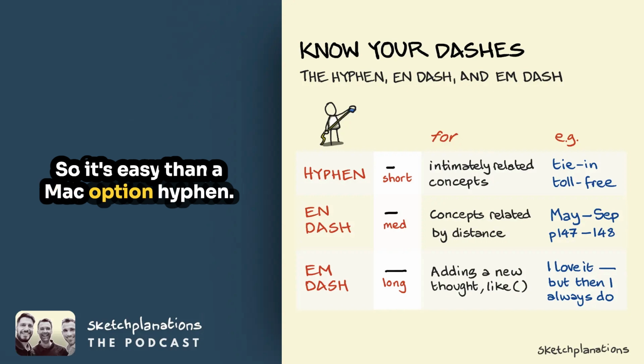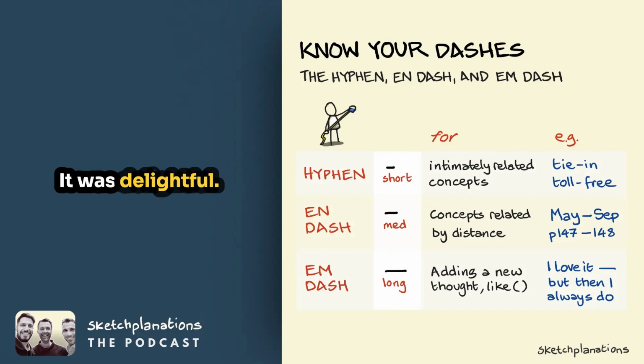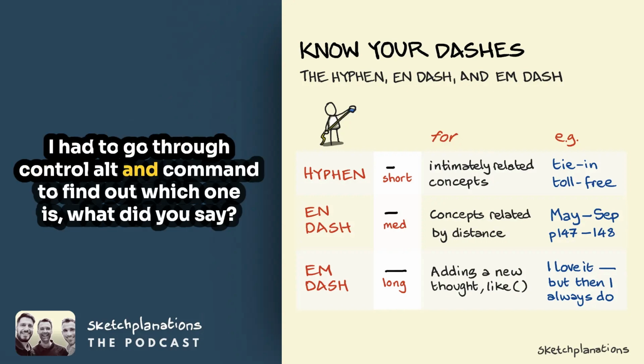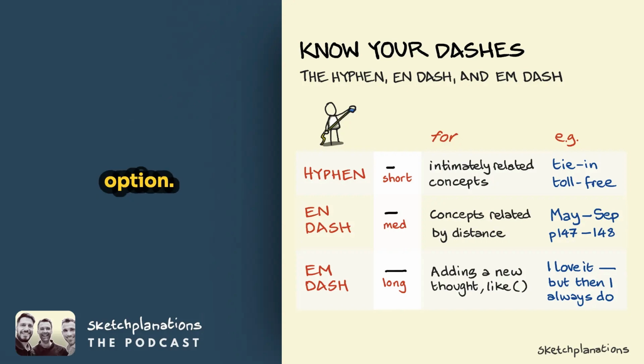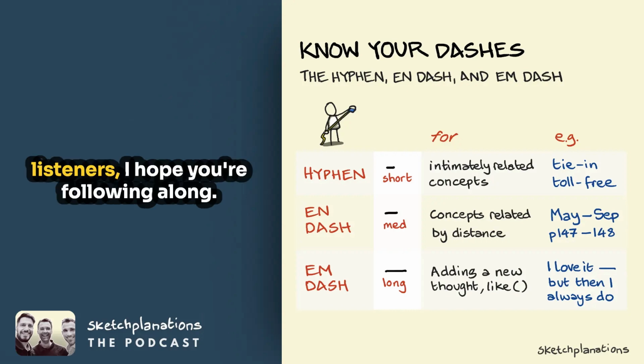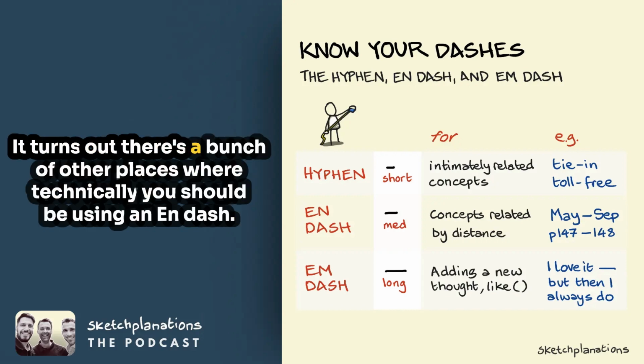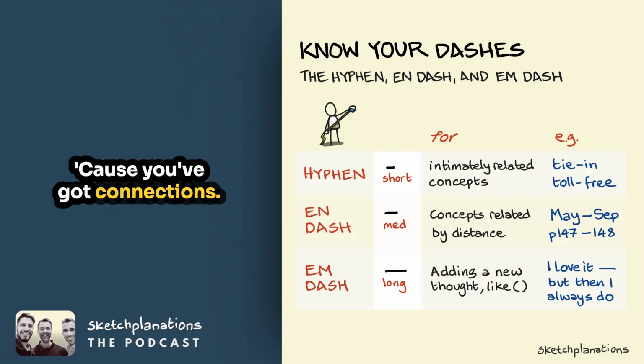Yeah, so it's easy on a Mac. Option hyphen. I've just done it. It was delightful. Yeah, it was nice. I had to go through Control, Alt, and Command to find out which one is. What did you say? Option. Option, I think. Yeah. Option is Alt, I think, as it turns out. Yeah, it is. Good. Well, that's clear. Good. Listeners, I hope you're following along. It turns out there's a bunch of other places where technically you should be using an N dash. Yeah, because go on. You've got connections. This is good stuff.